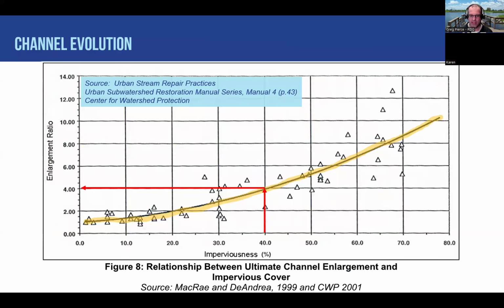And as part of these studies done by the Center for Watershed Protection, they looked at hundreds of different watersheds, especially in the eastern United States, and different levels of development. And they were able to chart out, based on impervious cover, how much channel widening they were able to see, which is this enlargement ratio, which is basically the cross-sectional area of the stream before development and then how it changed over time. So what you're able to see, for some reason, see if my annotation is going to work here.